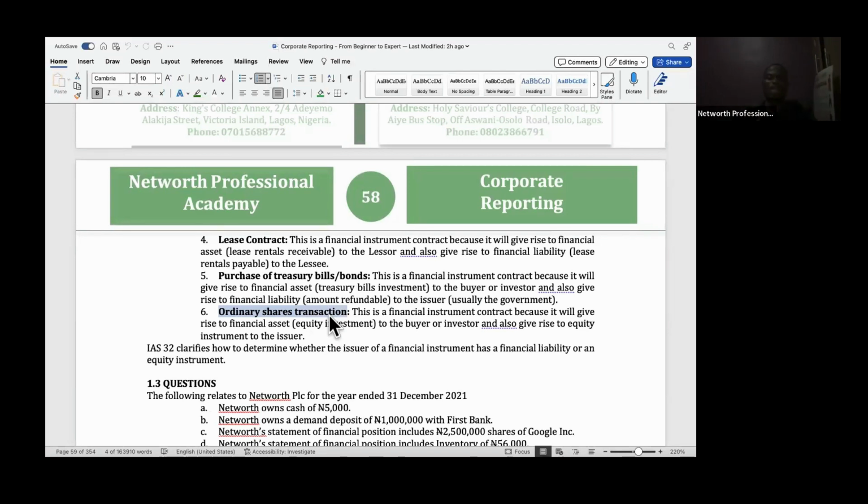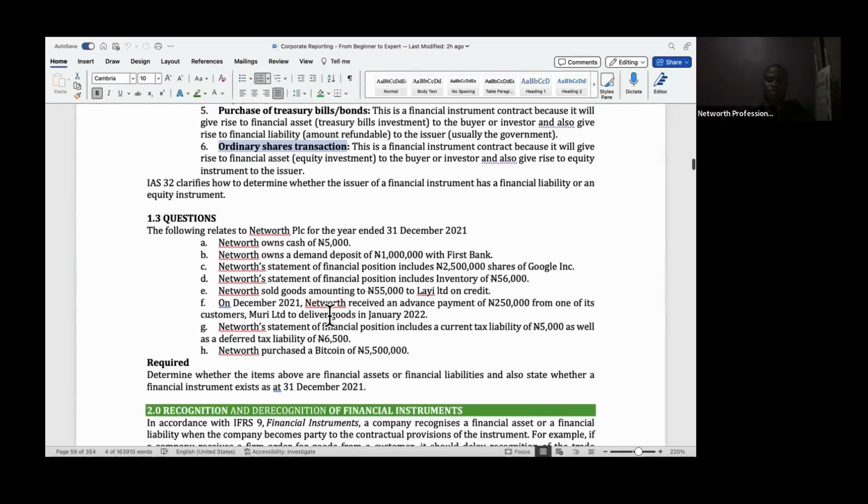So I pointed out that for ordinary share transactions, you have to be very careful so that you will not think the issuer has a financial liability. The issuer never has a financial liability when what is being issued is ordinary shares. When the issuer issues ordinary shares, what the issuer will have is share capital or equity, while the buyer or the investor is the one who would have a financial asset. We looked at all of these last week.